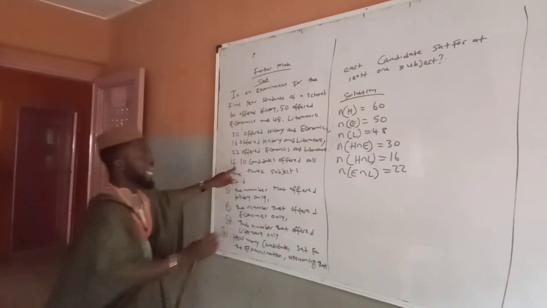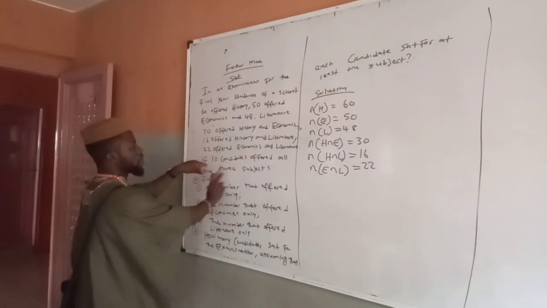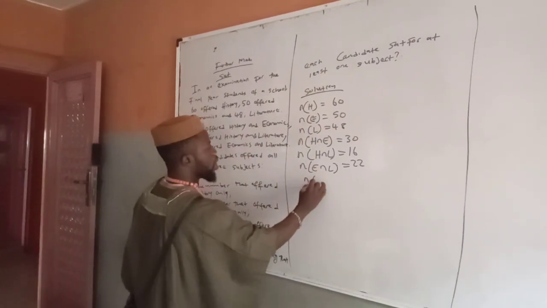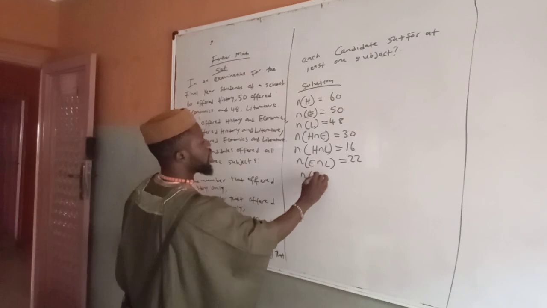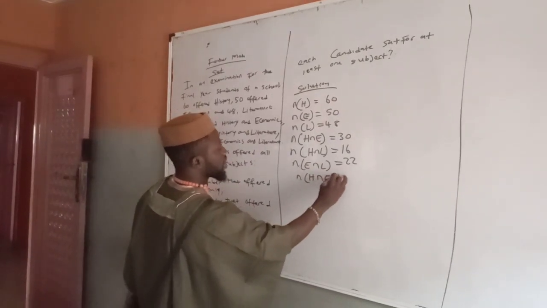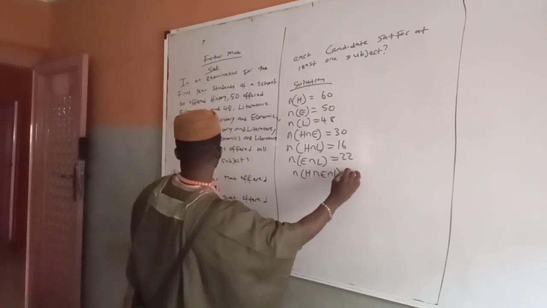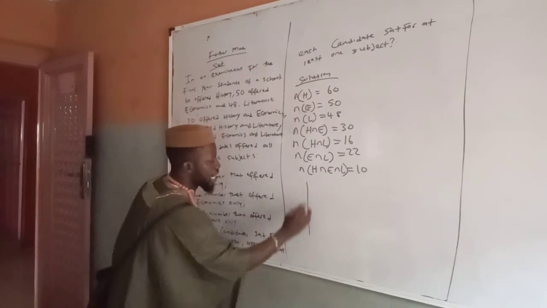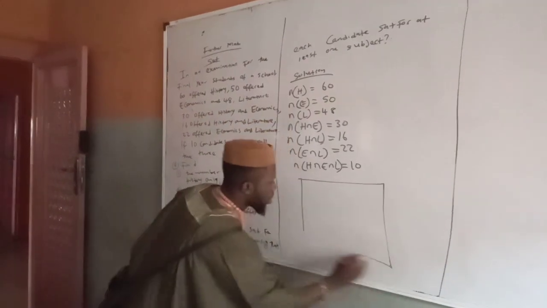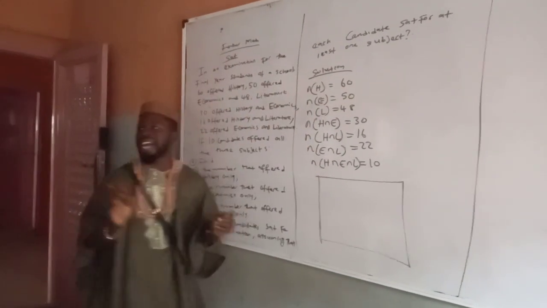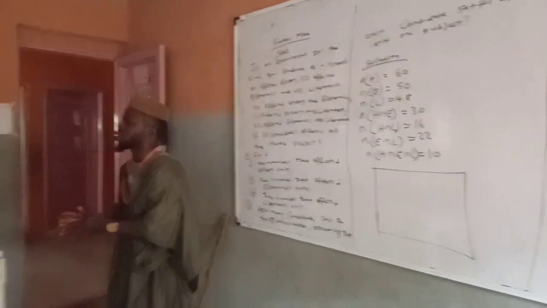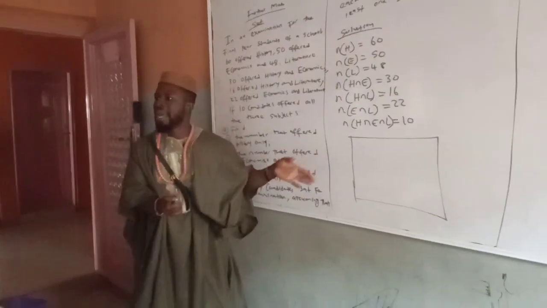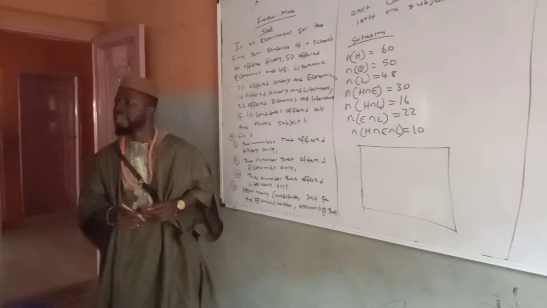Having done that, the last one says 10 candidates offered all the three subjects. So n of H intersection E intersection L equals 10. So we now go to our Venn diagram. You can decide, there are two methods. You can either use the formula method or use your Venn diagram method. But right now I want to use the Venn diagram method.